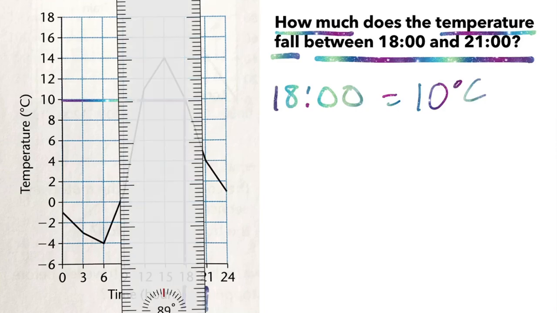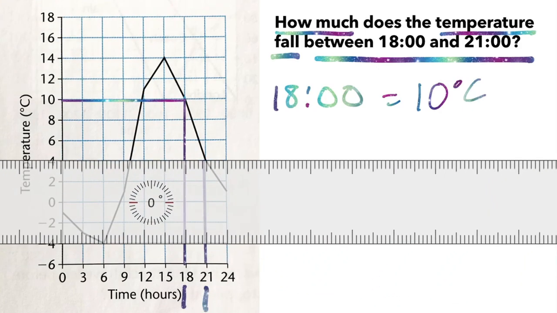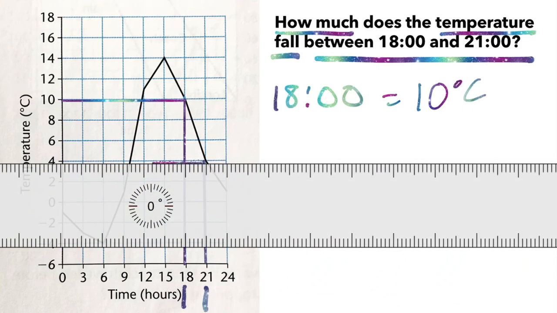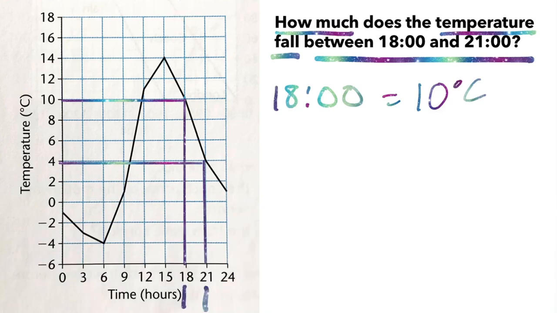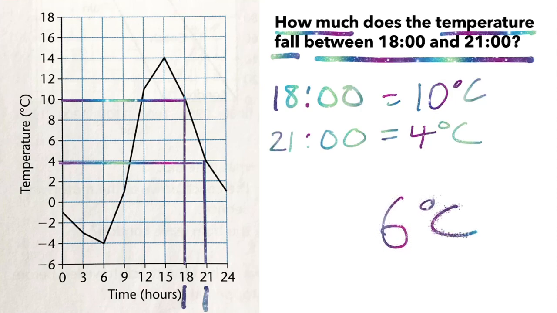So from 21 up until I meet the graph, and then across. Okay, so that one is 4. And it wanted to know how much did the temperature fall between those times. So it started at 10 degrees and fell to 4. So how much did it fall? Is 10 subtract 4, which is 6 degrees Celsius.